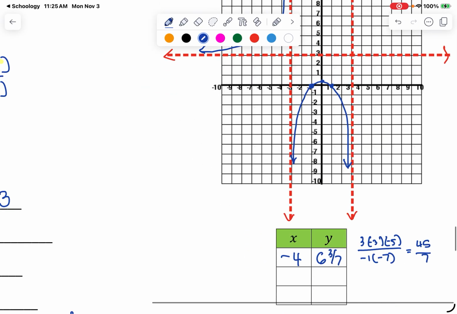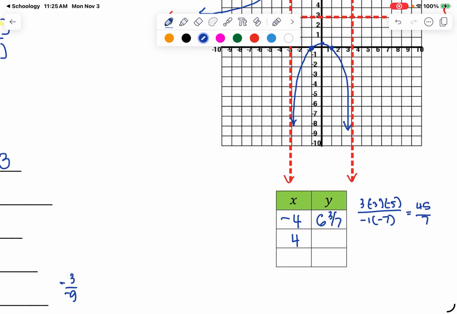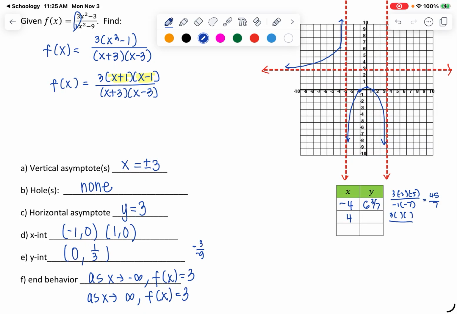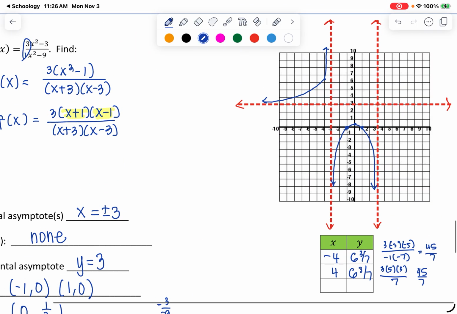Okay, and then my last piece, I'm going to plug in +4. And if I plug in +4, I have 3 times 5, plugging in 4, I got 3, which I get 45 again. And then if I plug in 4 down there, I get 7, so I get 45/7 again, which is 6 3/7 again. No shock to me because it's quadratic. Okay, (4, 6 3/7), and then I have this hyperbolic branch.